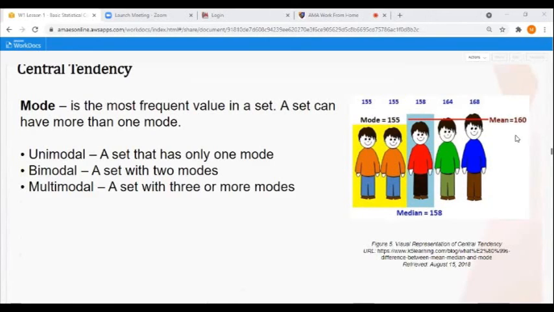And lastly, what if we add two objects here? The first one has a measurement of 168 and the second one is 164. Okay, so this time 155 occurred twice, 168 occurred twice, and 164 also occurred twice. So what would be its mode? The mode would be 155, 168, and 164. All of these measurements occurred twice, and they are the most frequently occurring values in the given set. The descriptor would be multimodal because we have three modes. Again, they are 155, 164, and 168.